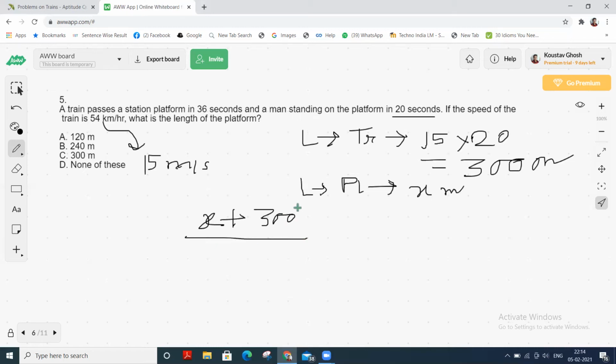Length by time, where the time is 36 seconds. A train passes a station platform in 36 seconds. So length by time means speed, and this is 15. So 15 into 36 is 540, so x plus 300 equals 540. 540 minus 300 is 240, so x is 240 meters. So option B is correct.